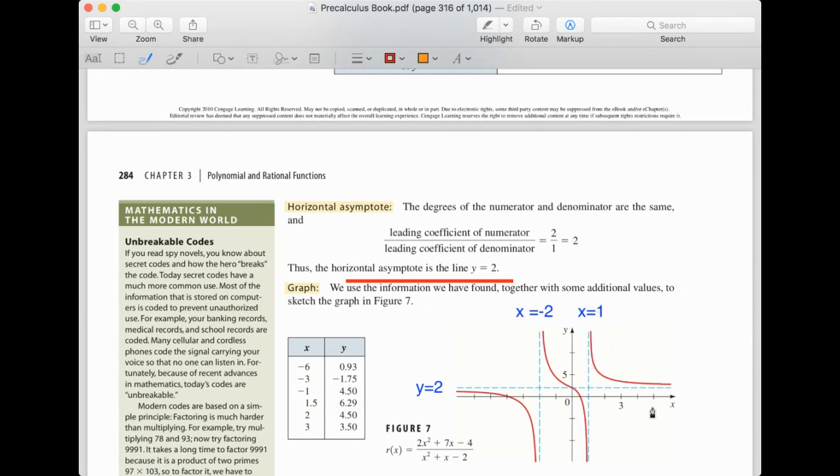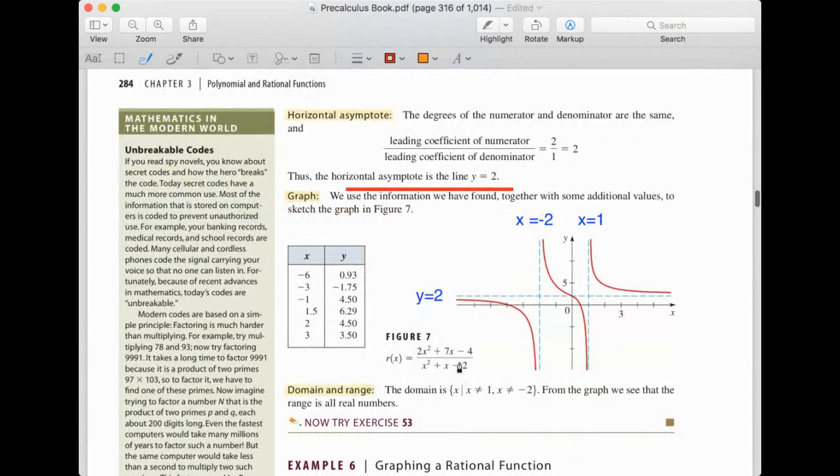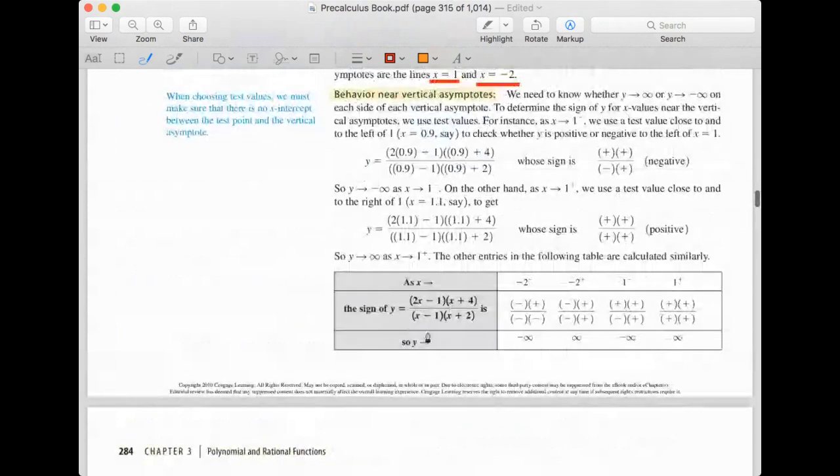Right. So we consider those intervals: from negative infinity up to negative 2, then from negative 2 up to 1, then from 1 up to positive infinity. We want to consider how the graph behaves in these 3 intervals. So we just pick a value in the interval. We can pick negative 3. Negative 3 is in the interval less than negative 2, right?